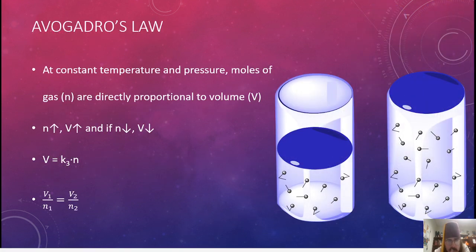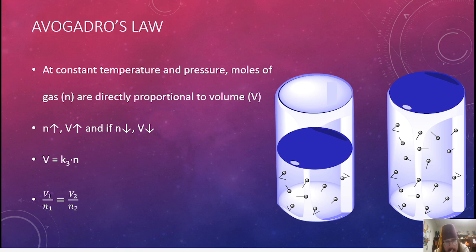Now, there's one last law we need to learn, and that is Avogadro's law. Named after Amadeo Avogadro. You probably know him from Avogadro's number. His law simply states that at a constant temperature and pressure, moles of gas are directly proportional to the volume.